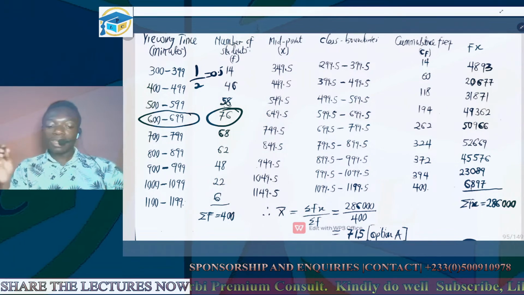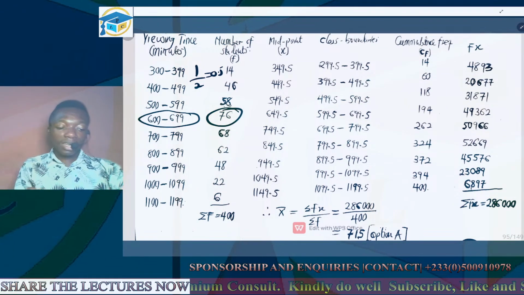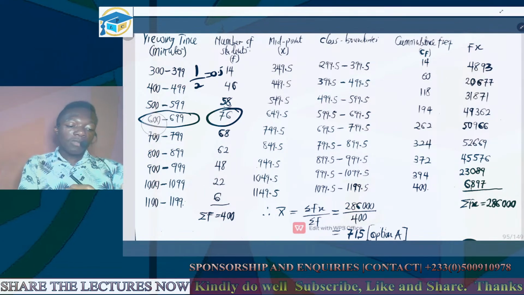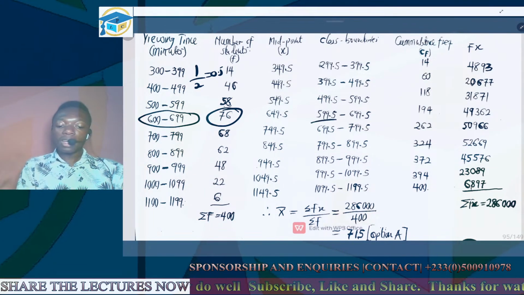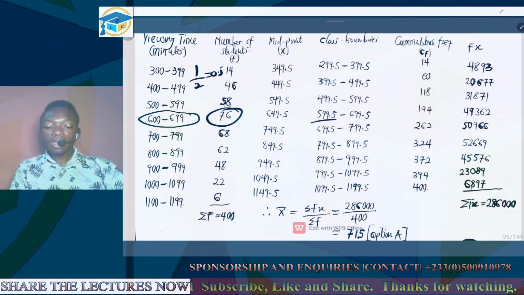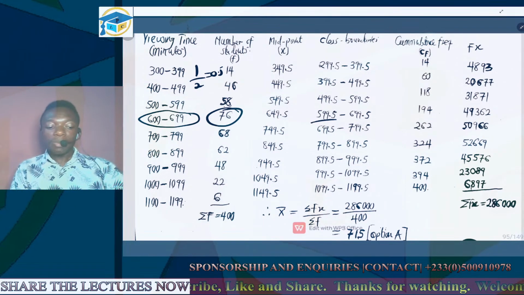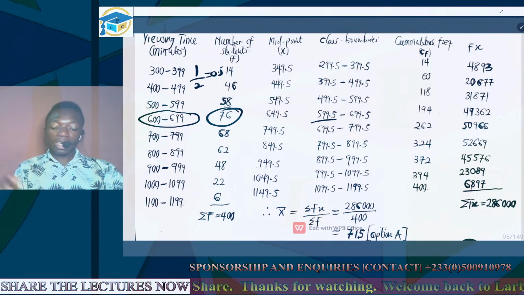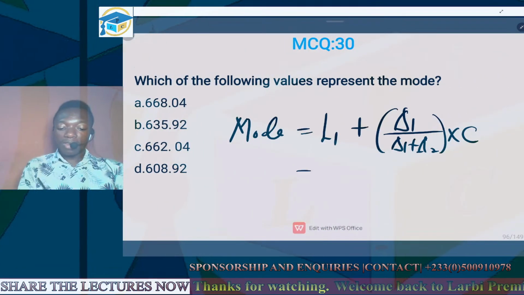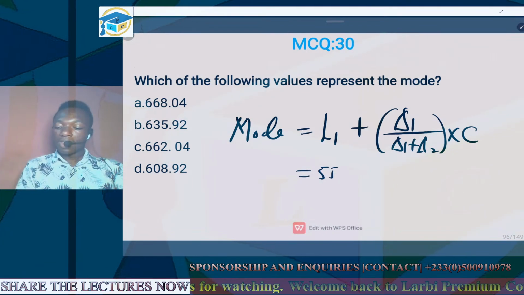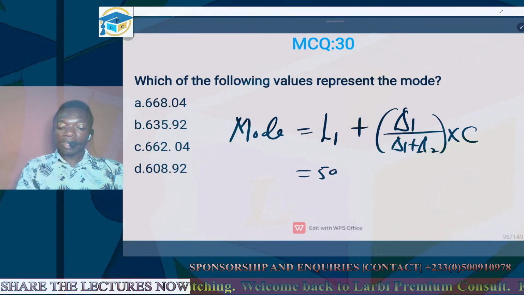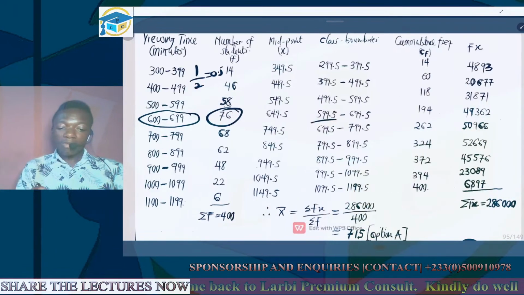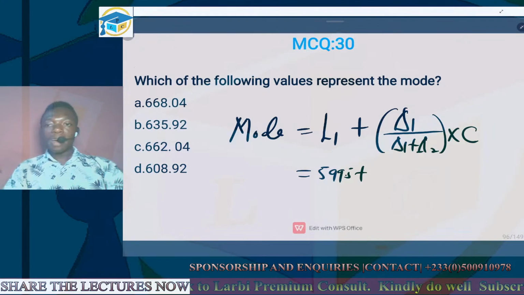But since we are interested in the lower class limit of the modal class, you're supposed to work with this. So you subtract 0.5 from 600, and you get 599.5, which becomes the lower class boundary for the modal class. So here we're going to have 599.5 plus... So we are going by the first approach.